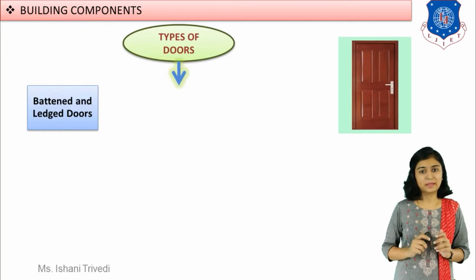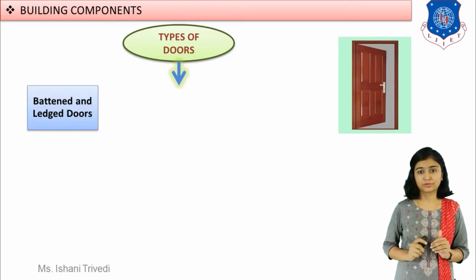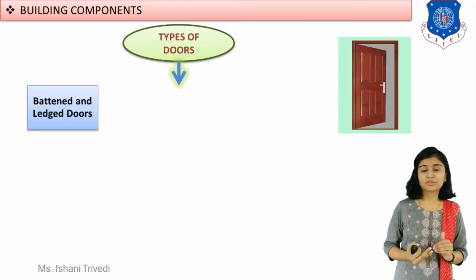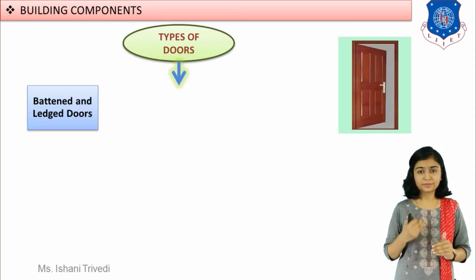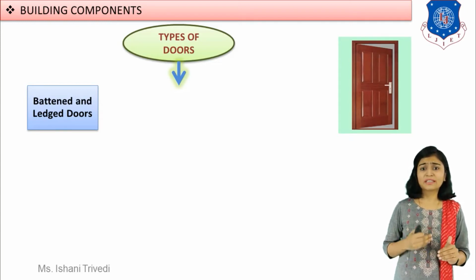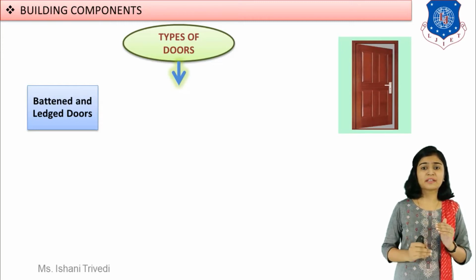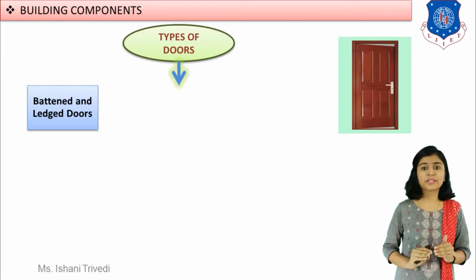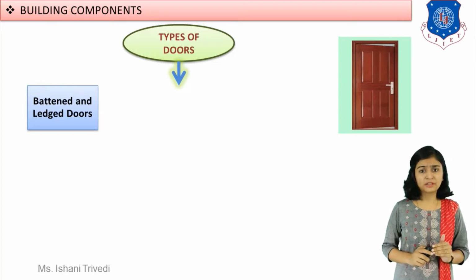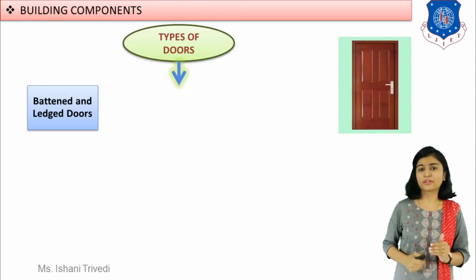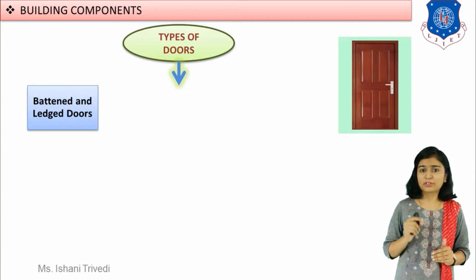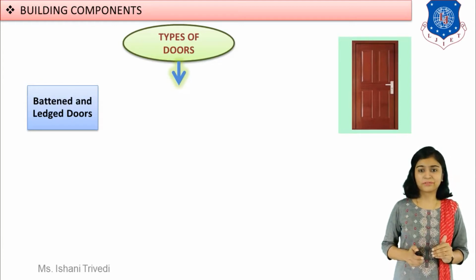Now we shall discuss the classification of doors, because you see plenty of doors in your day-to-day life. Different types, different shapes, different sizes. So now let us discuss what are the classifications of the door. Look at the image flashing, that is the flow chart which I am showing you. The first type of door here is battened and ledged door. We are going to discuss one by one in detail. For now just remember the classification, because if the listing is asked then you can write it down.